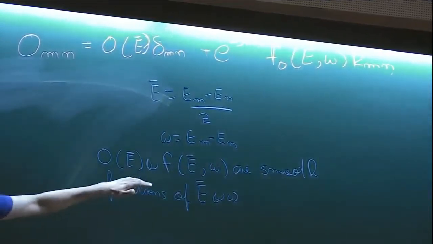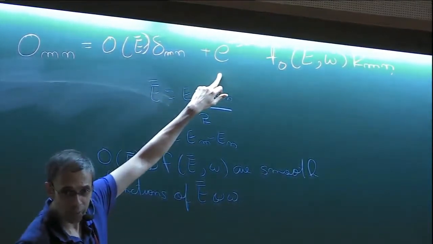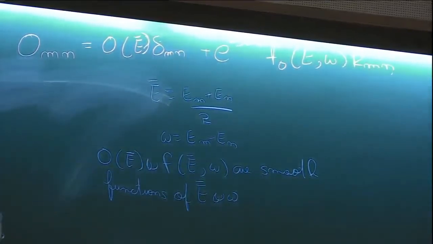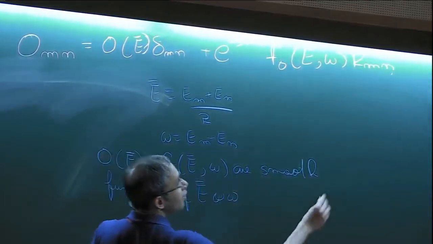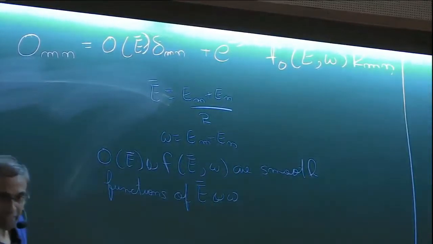Although this function is not going to be all that important for us because it's multiplied by something which is exponentially small in the number of degrees of freedom of the system. So this is the eigenstate thermalization hypothesis, and what we want to show from this is that it implies thermalization in the sense of macroscopic thermalization.